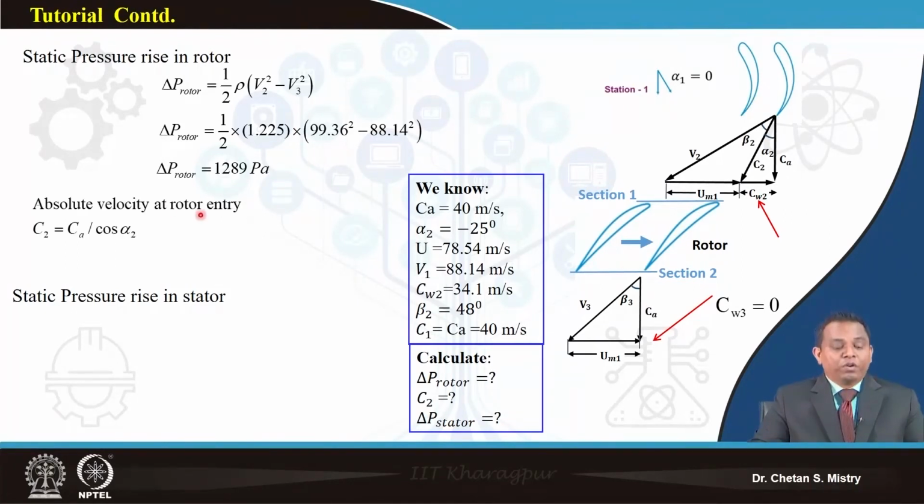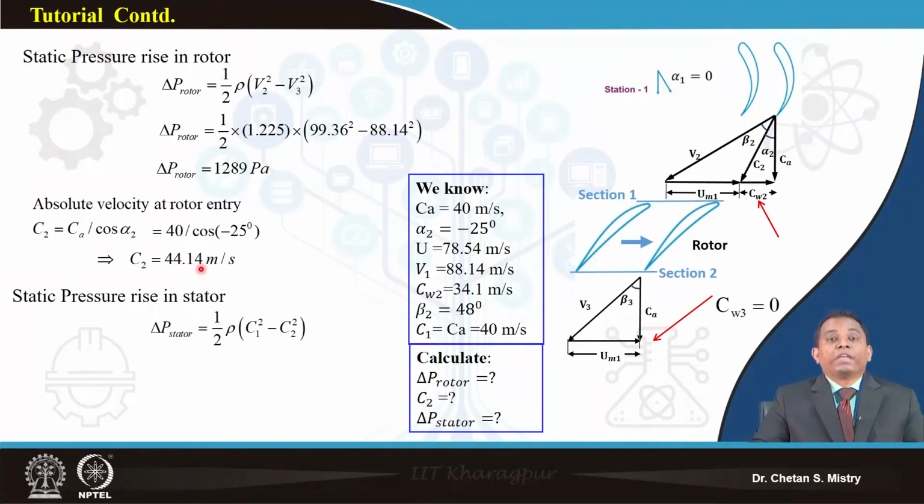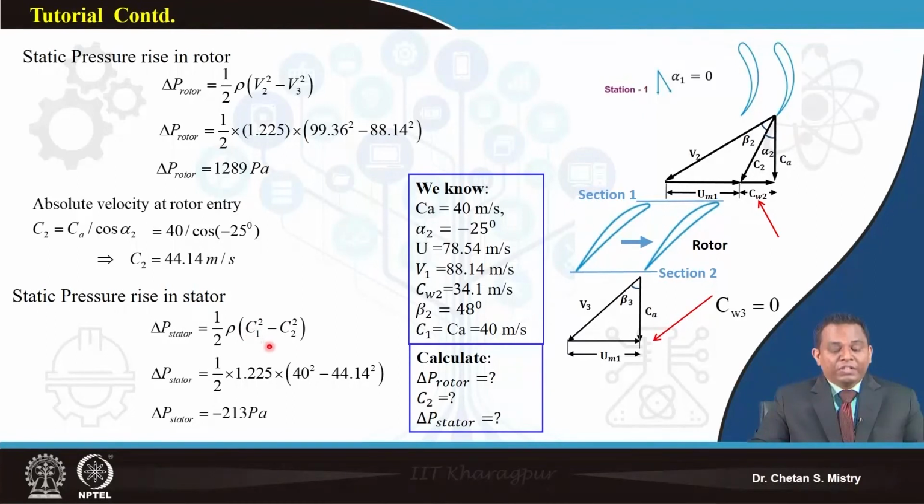Now, we know our absolute velocity at the rotor entry. That is given by Ca by cos alpha 2. That gives me my absolute velocity as 44.14 meter per second. We are interested in calculating the static pressure rise in our stator. It is 1/2 rho (C1 square minus C2 square). If we put our C1 and C2, my static pressure rise is coming minus 213 Pascal.